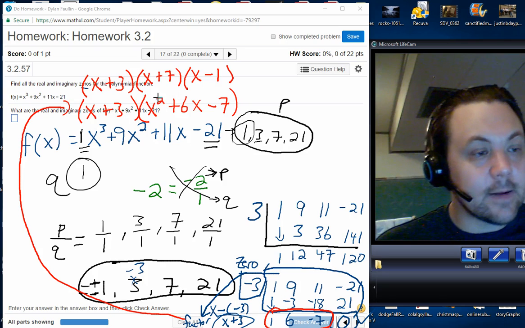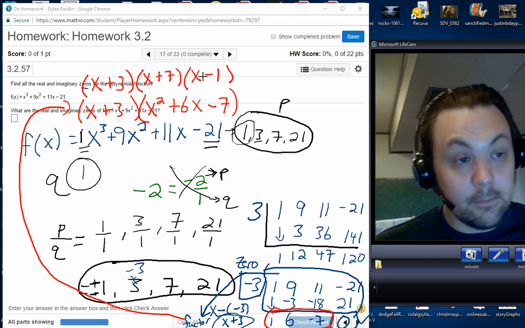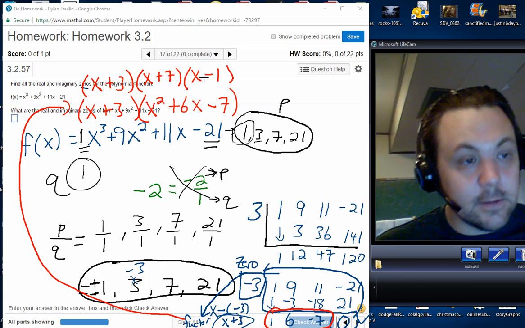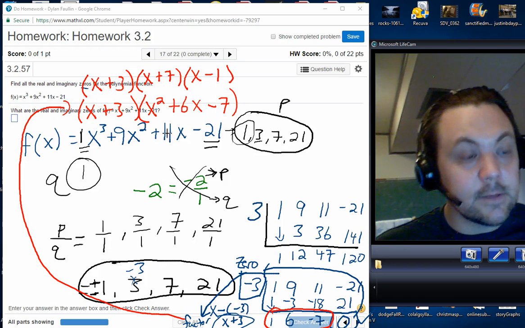So once I get it down to x squared, I can find the rest of my zeros by either factoring it manually, because that's something that we've learned how to do previously, or using the quadratic formula that can help me find the solutions to that.